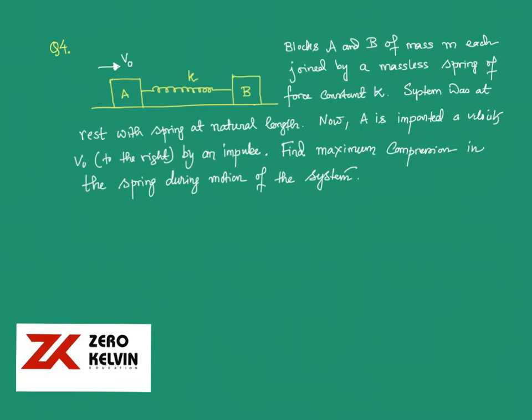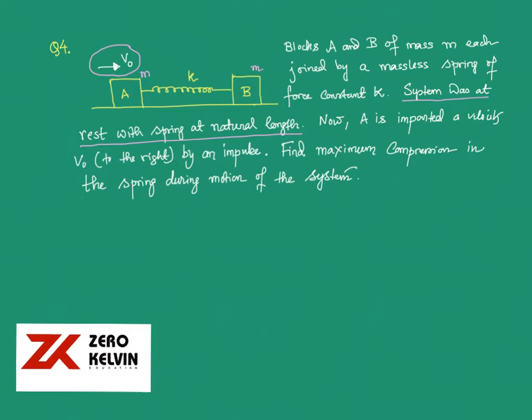Here blocks A and B have mass m each. Now some velocity is being supplied to block A. At start both were at rest. It's written that the system was at rest with the spring at its natural length. Now A is imparted a velocity v naught towards the right by a sudden impulse, that means you knock it suddenly with a stick and provide it a velocity v naught towards the right. Find the maximum compression in the spring during the motion.